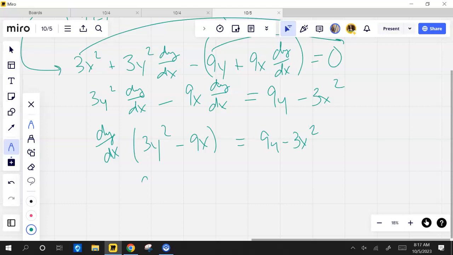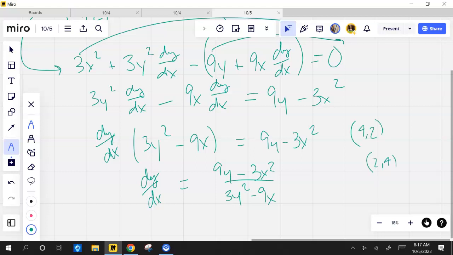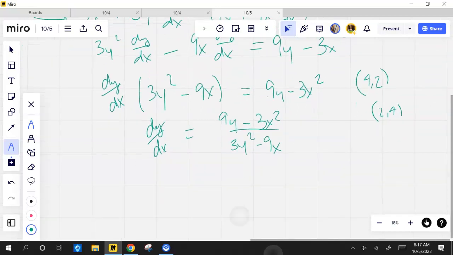Divide. You could if you wanted to. I don't want to. I'm not going to, just because I'm going to go ahead and plug in now. I'm going to plug in 4, 2, and then I'm going to plug in 2, 4. But if you want to, definitely make your numbers easier to work with. It said find the slope at 4, 2, and 2, 4.